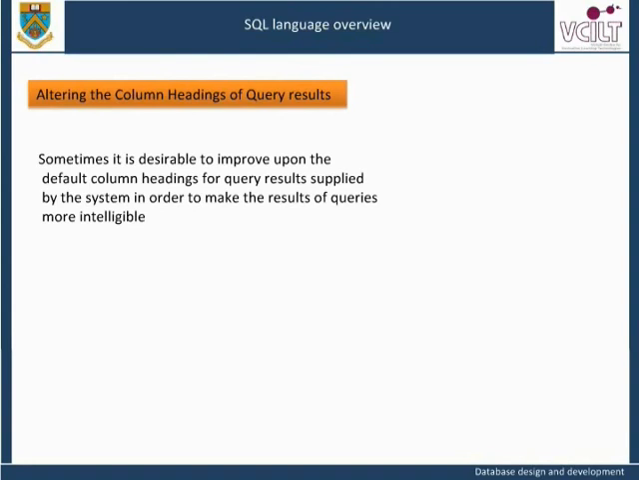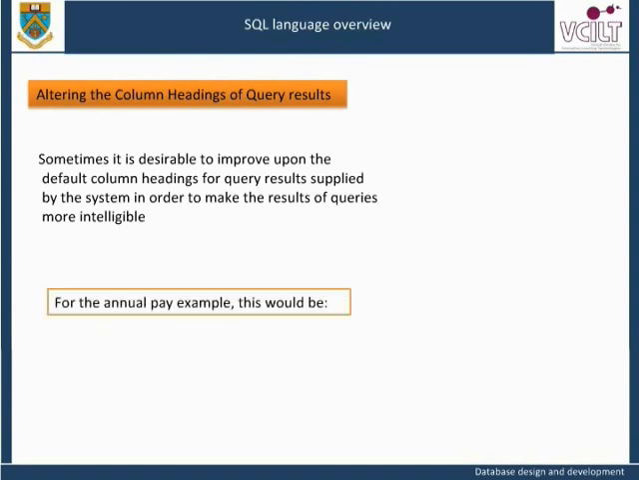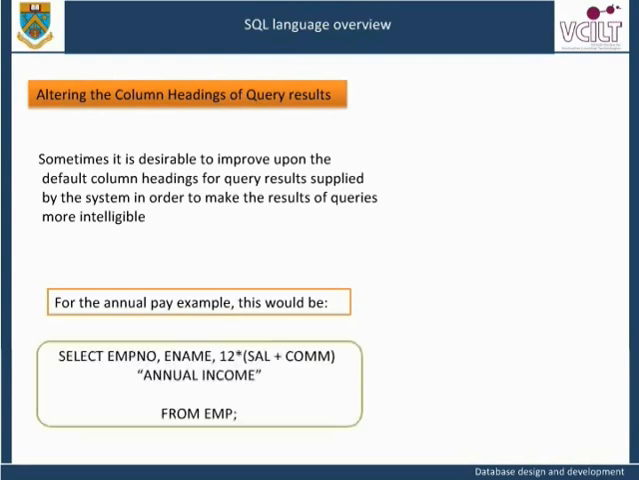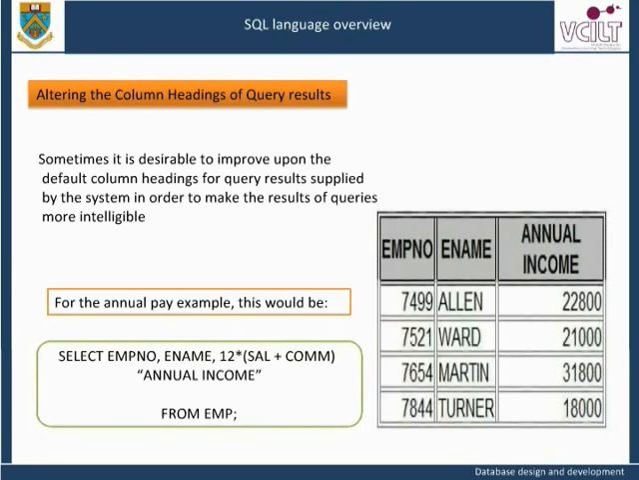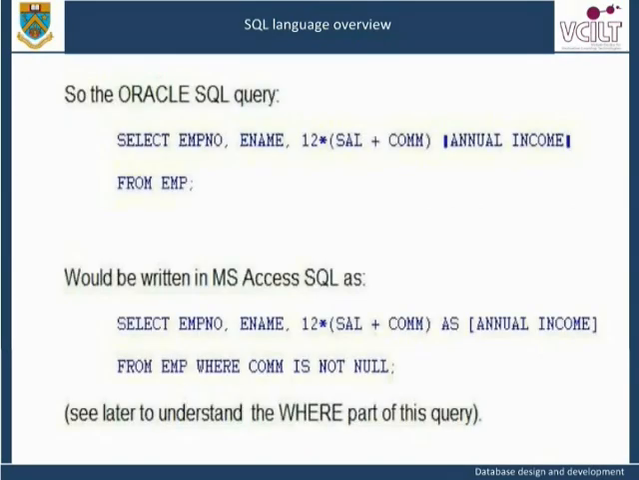that is, annual income. To do this, simply include the required header information in double quotes after the column specification in the select list. For the annual pay example, this would be select employee number, employee name, 12 times salary plus commission "annual income" from employee. The result is more meaningful. To achieve the naming of columns in Microsoft Access, rather than using the double quotation marks around the column heading, the use of the AS word and square brackets is required.